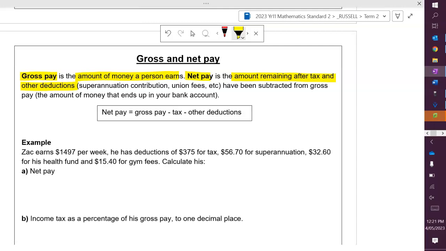And net pay, with those deductions, they can be super, union fees, anything else that you might need in relation to your job that you can deduct before that tax has been put onto there. So they're subtracted from our gross pay, and that's what then is left with what goes into your bank account. So our net pay is our gross pay minus our tax and any other deductions that we might have.